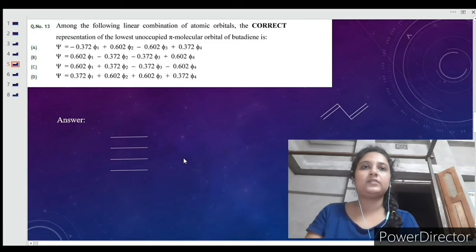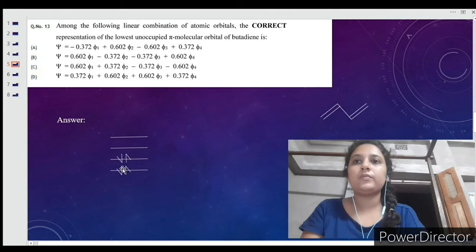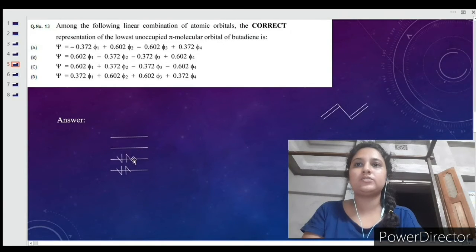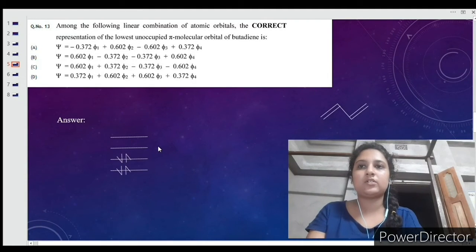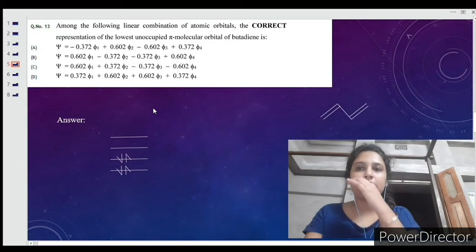Now the number of pi electrons present in the butadiene system is 4. So these 4 electrons will occupy the 2 lowest energy molecular orbitals, in this manner. These 2 are the bonding orbitals and these 2 are the antibonding orbitals, and this psi 2 orbital is the HOMO and this psi 3 is the LUMO.